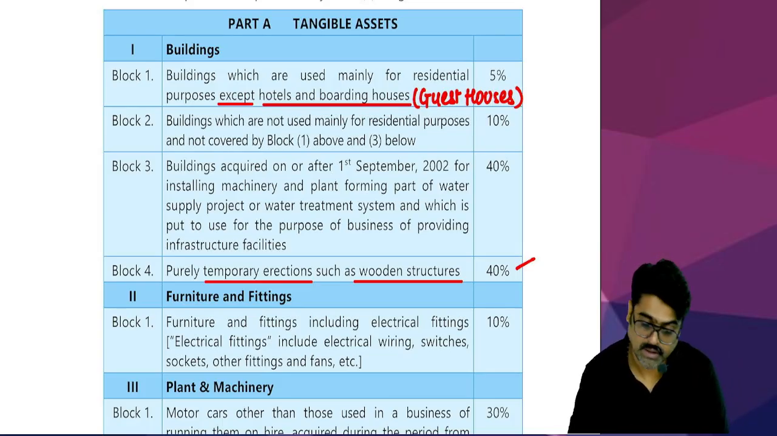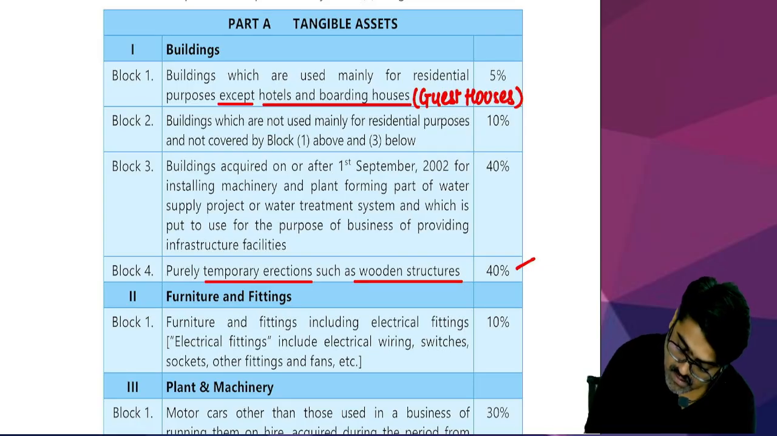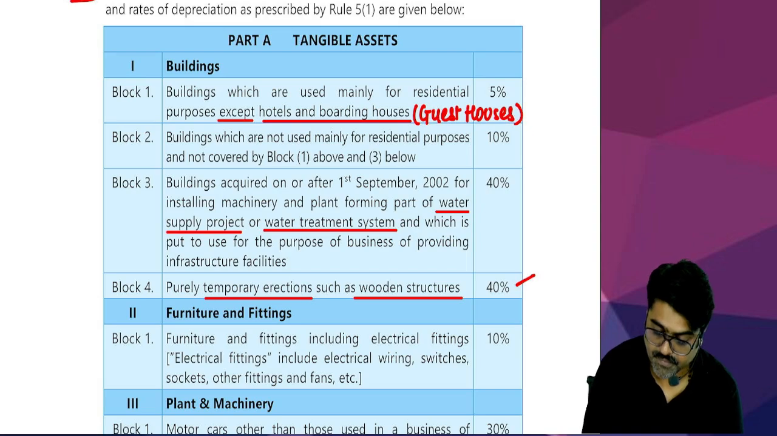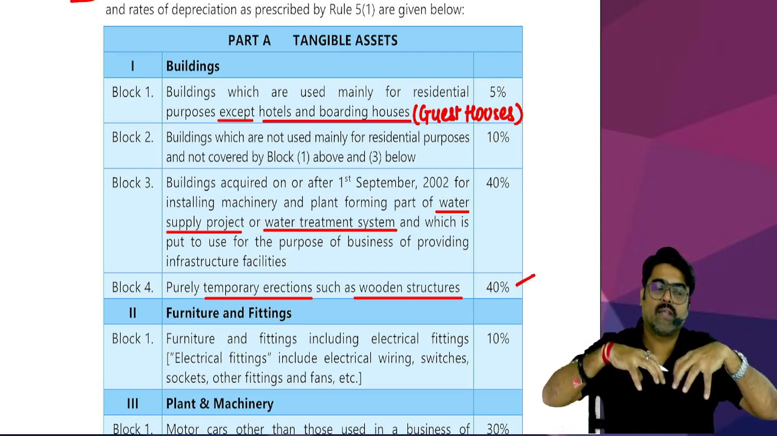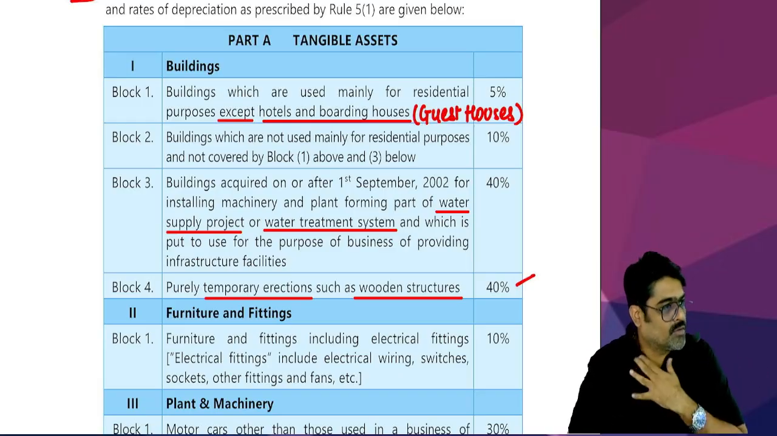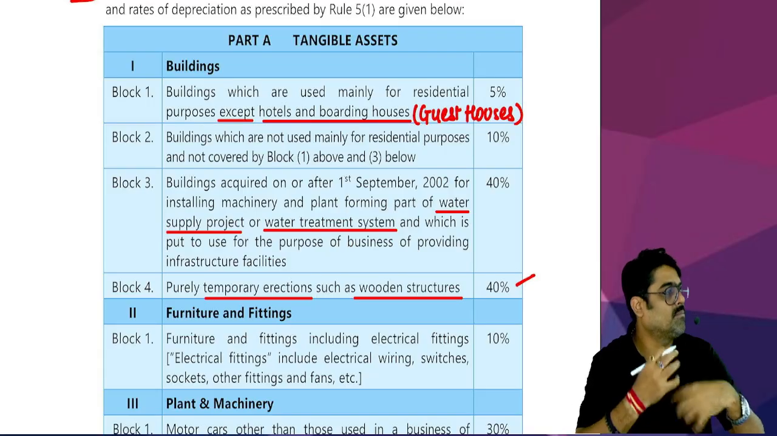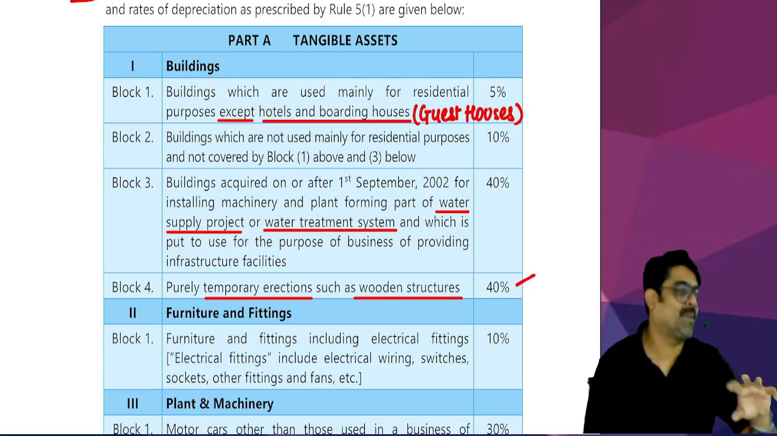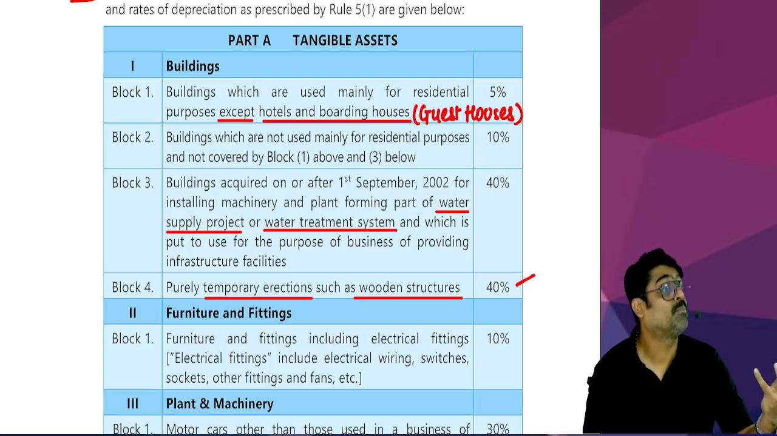Third block, see, I might have a water supply project, or a water treatment system. So in my business, there is a water supply, water treatment plant. Sometimes in some factories, what happens? That factory uses some water for its production processes. And in the production processes, that water gets contaminated. That water gets polluted.